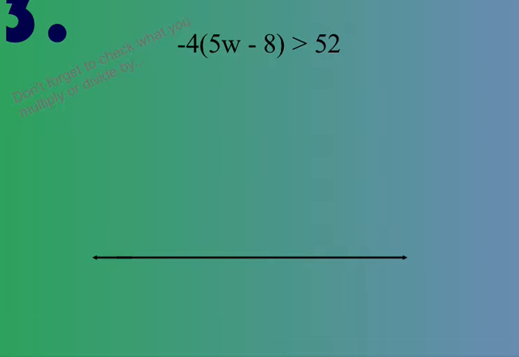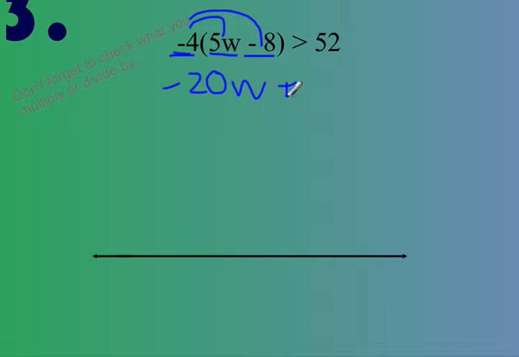So first thing I'm going to do on number 3 is I'm going to distribute. So I'm going to do negative 4 times 5w. That's going to give me a negative 20w. Negative 4 times negative 8. Now when you multiply two negatives, it's going to become a positive. So now that's going to be a positive 32. And that's going to be greater than 52.